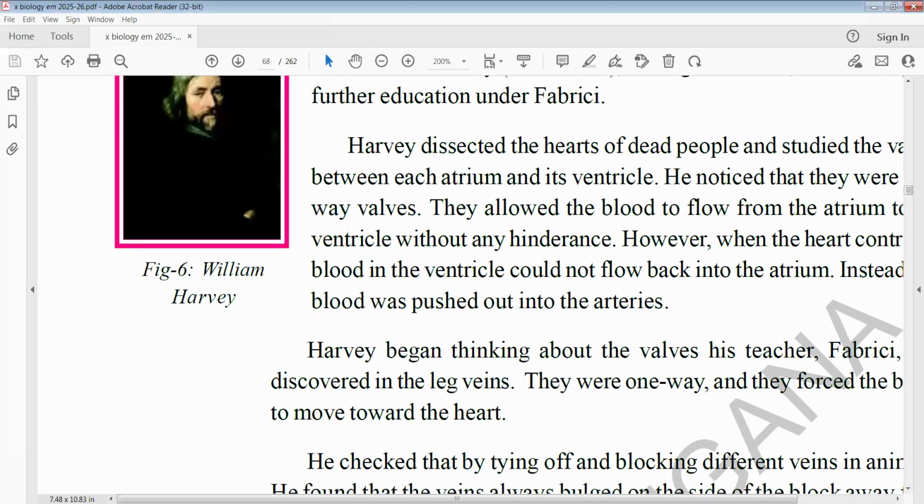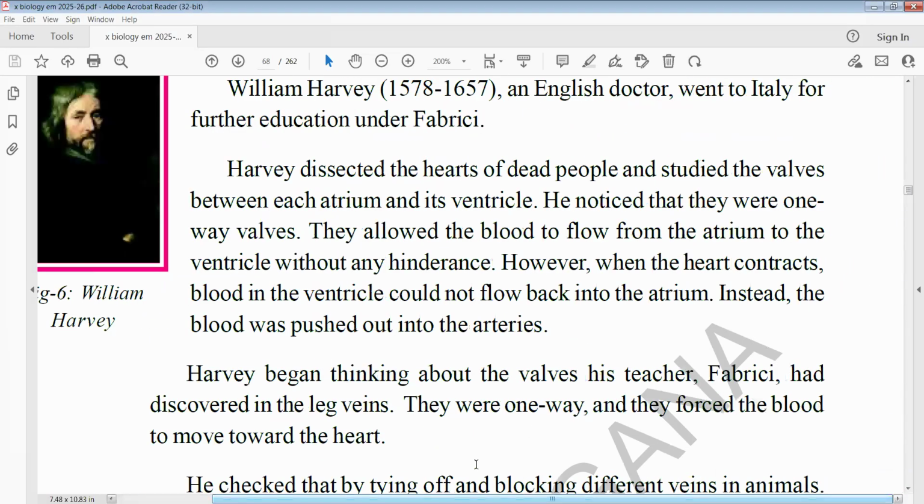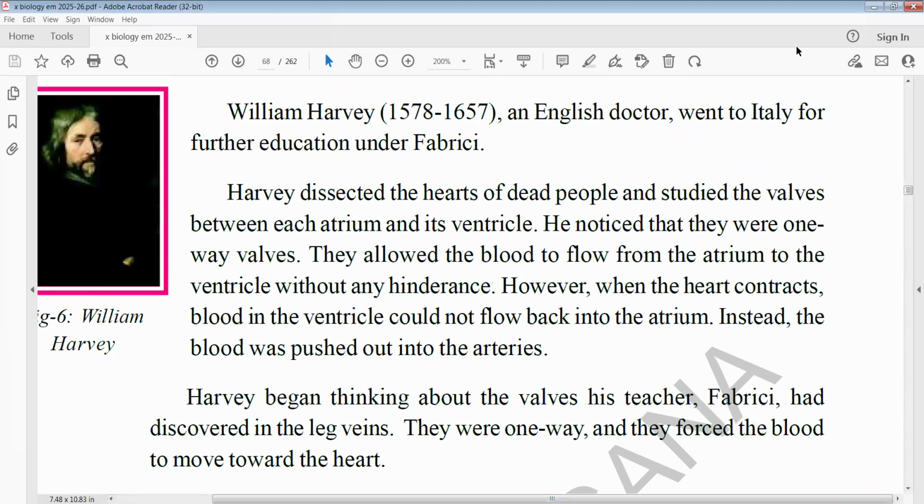Then another scientist came forward, William Harvey. He is important because he discovered the circulation. William Harvey was an English doctor who went to Italy for further education under Fabrici.